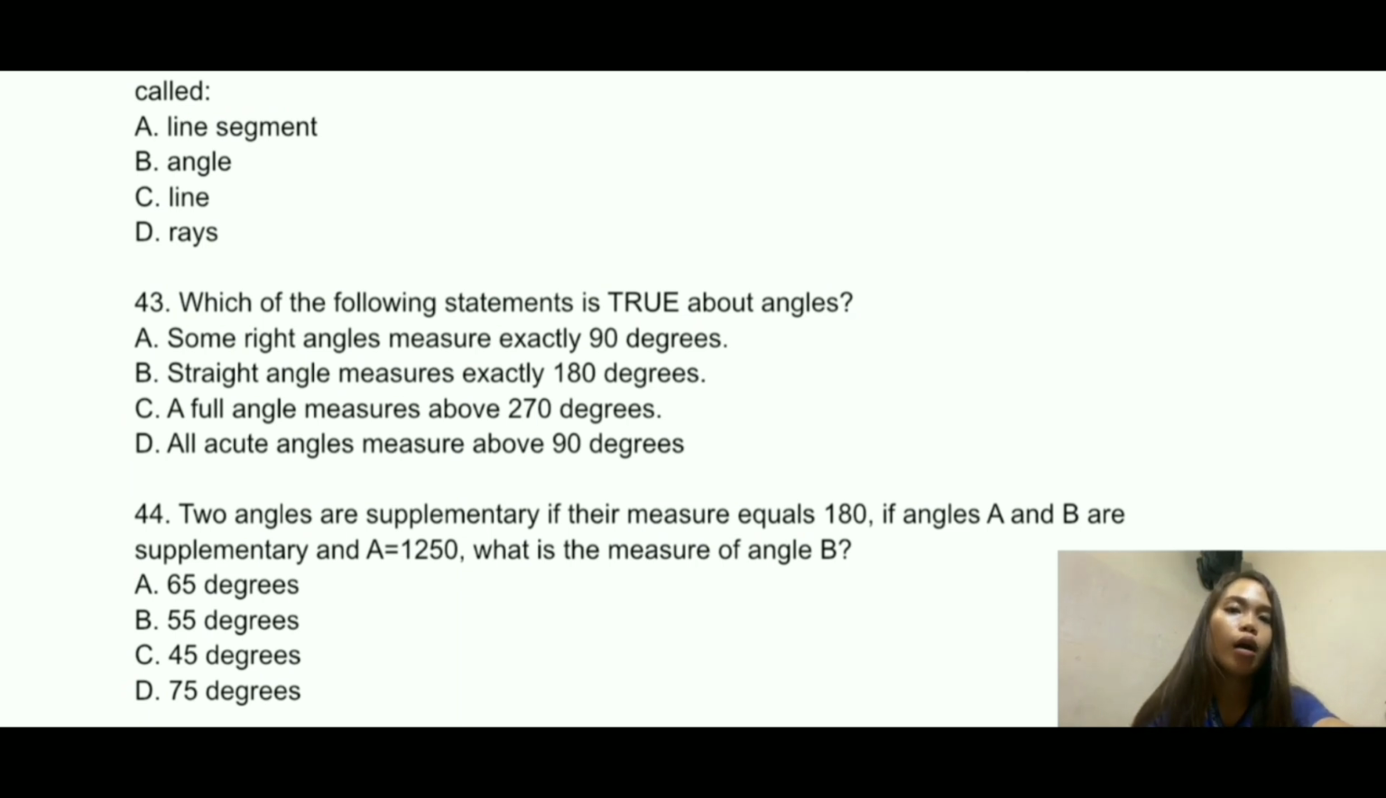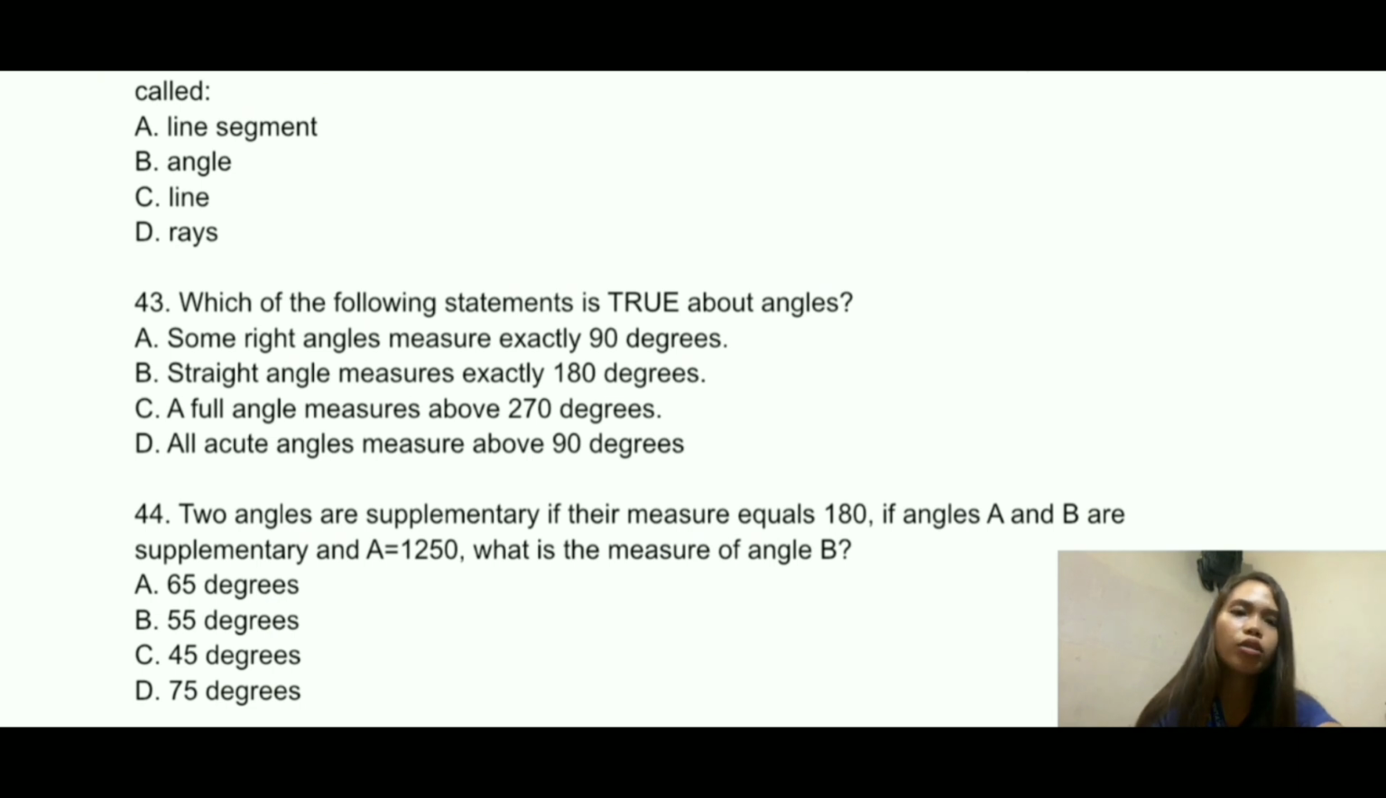Moving forward to number 43, which of the following statements is true about angles? Letter A, some right angles measure exactly 90 degrees. Letter B, a straight angle measures exactly 180 degrees. Letter C, a full angle measures above 270 degrees. And letter D, all acute angles measure above 90 degrees. The correct answer for this is letter B, a straight angle measures exactly 180 degrees.